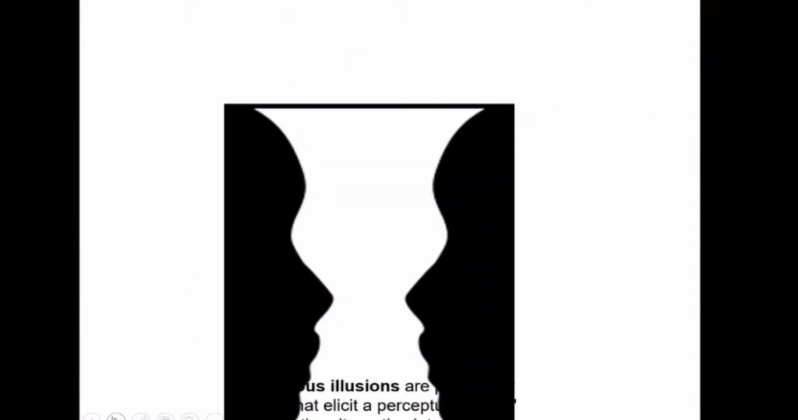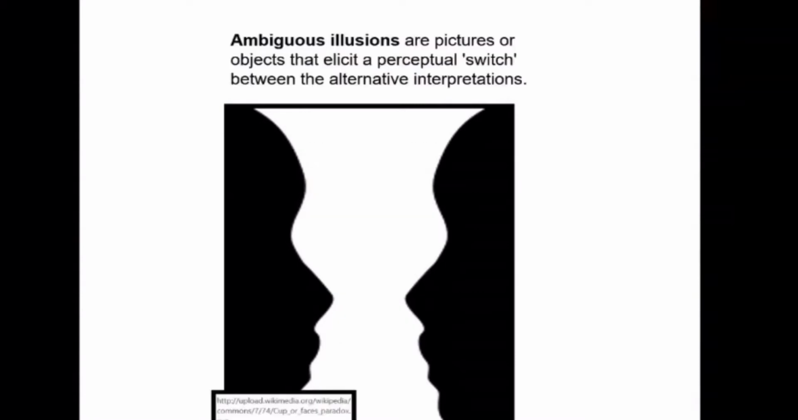This next one is called an ambiguous illusion, and with ambiguous illusions, it requires you to have a perceptual switch. So what is the foreground and what is the background? Is the foreground going to be the two people facing one another in silhouette, or is it the really fancy white goblet cup?